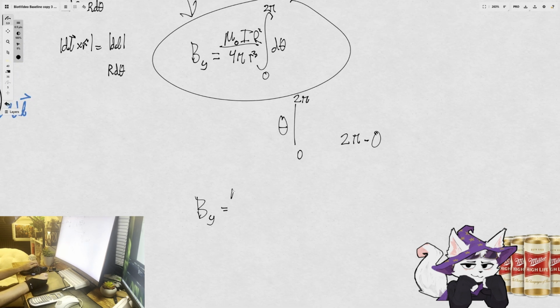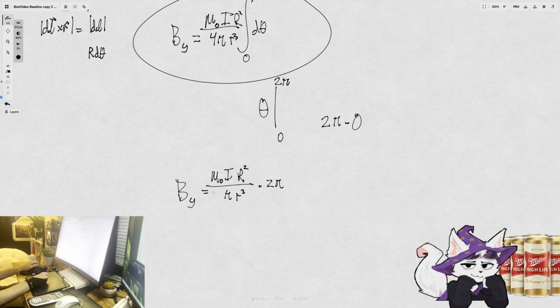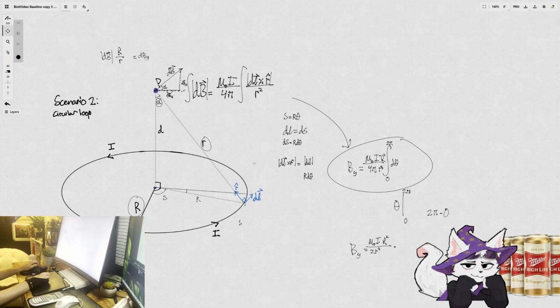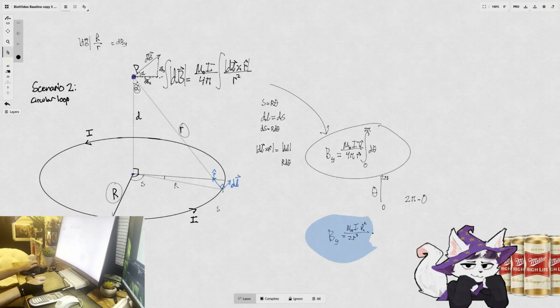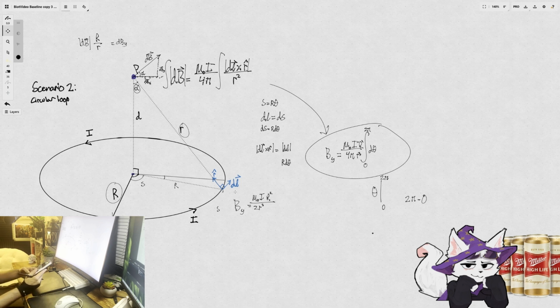So finally, our By, this is supposed to be By, is equal to mu naught I R squared divided by 4 pi r cubed times 2 pi. Now, that simplifies to be 2, and our pi's cancel out as well. So now we're left with the total y direction of our magnetic field at point P is governed by our equation right here.